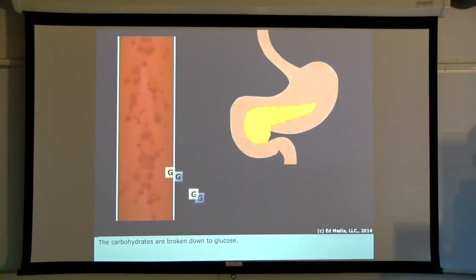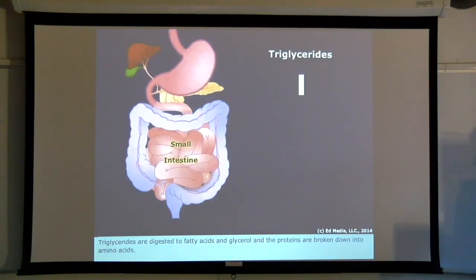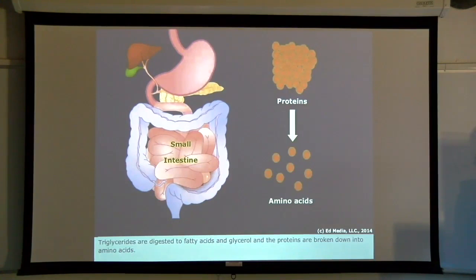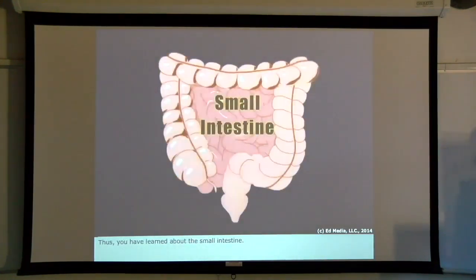The carbohydrates are broken down to glucose. Triglycerides are digested to fatty acids and glycerol, and the proteins are broken down into amino acids. Thus, you have learned about the small intestine.